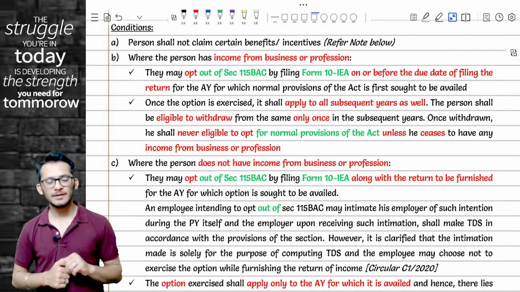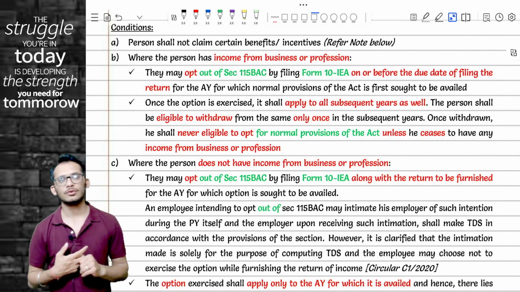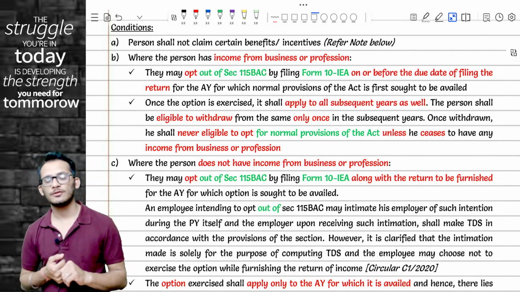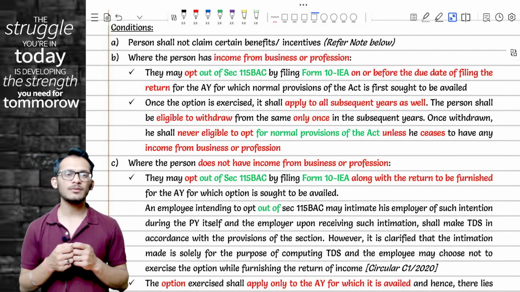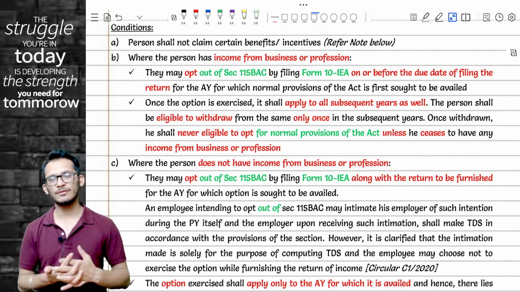This is more of an administrative thing, not so important from the exam, but it's a good to know chapter. This is what a default tax regime looks like. Now I don't want to do sums around this because it's fairly the same thing which you have done in the November attempt.